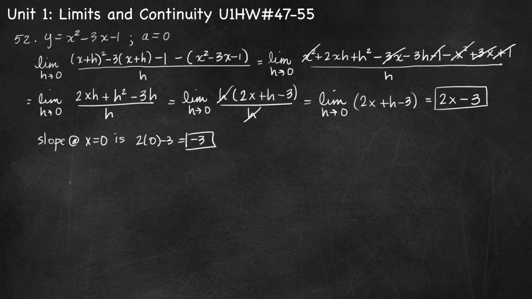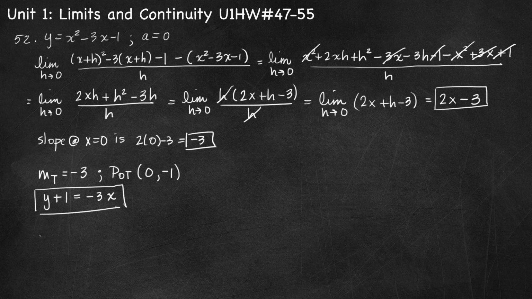Let's find the equation of the tangent line. So the slope of the tangent line is negative 3, and my point of tangency, the x-coordinate is 0, and when the x-coordinate is 0, if I go back to my original equation and substitute 0 in for x, I get negative 1 for y. So there's my point of tangency, and that means the equation of my tangent line is y minus negative 1 equals my slope times x minus 0, or just x. So there's the equation of my tangent line.